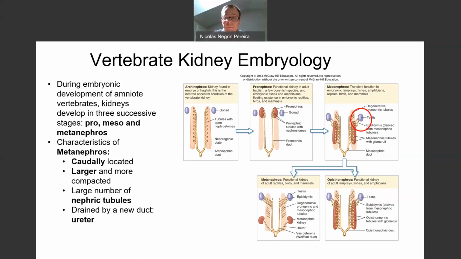Now we have the appearance of a new structure in the metanephros, which is the ureter, followed by the formation of a bladder and the urethra to the exterior. So you can see in the diagram of the metanephros in adult reptiles, we have the testes and the epididymis using the ducts of the previous mesonephros to form the epididymis and the vas deferens as well.